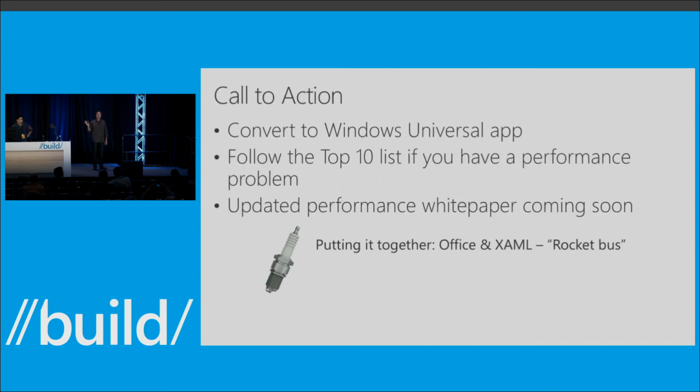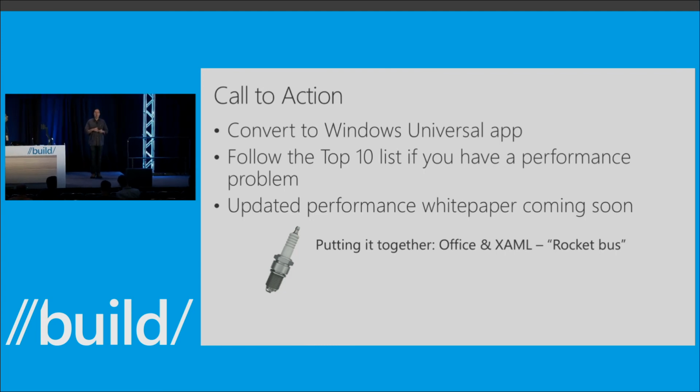So, call to action: convert to Windows Universal App. Follow the top 10 list if you have a performance problem, which we just showed you. Every release, we put out a performance white paper for XAML, and we'll do another one. You can expect it to be a deeper version of this talk, the text version of this talk.